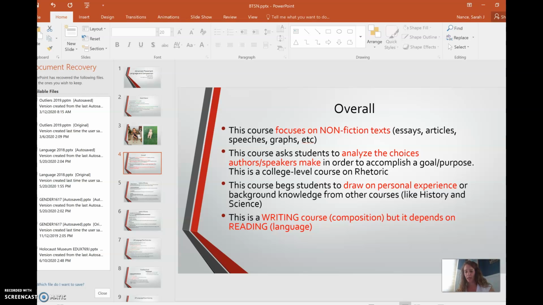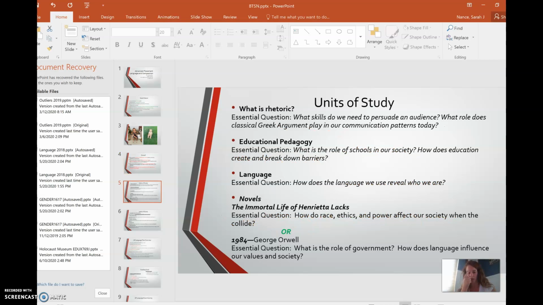So we write a lot, but we also do a lot of reading to enhance our writing. So that's where the language and composition parts come from. Our units of study are thematic, so we'll start with a general overview of what is rhetoric. Then we'll go into a unit on education, which will be incredibly rich this year given the tumultuous time of teaching in America. And obviously you value your students being in school right now, and so we definitely need to talk about that. We'll talk about language and how language can be used to reveal who we are, conceal.